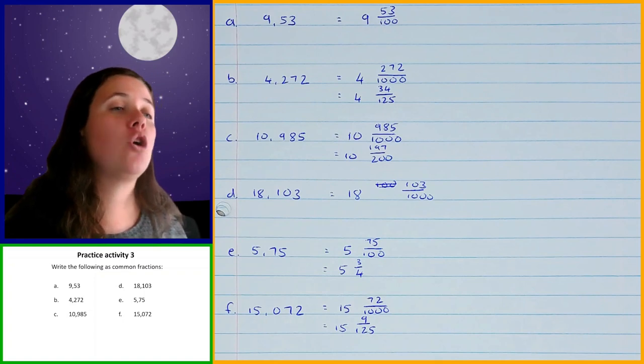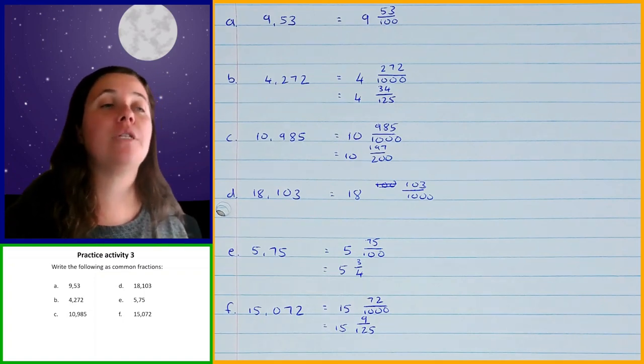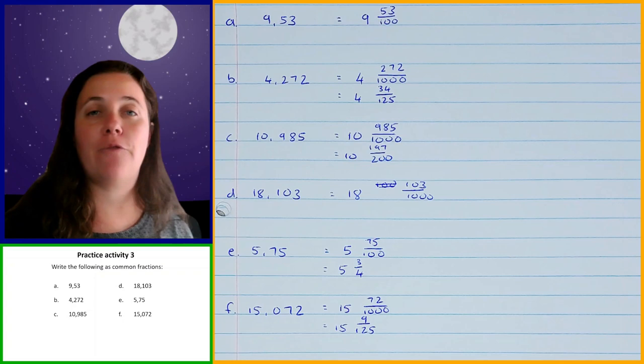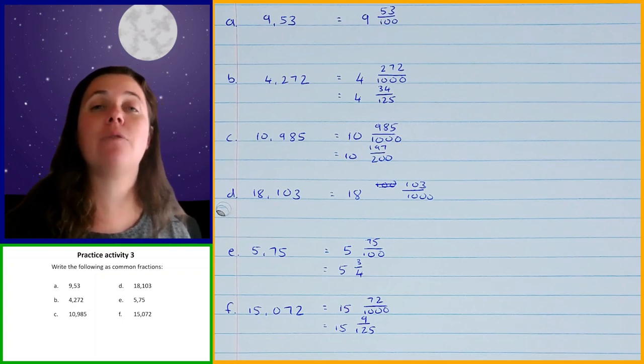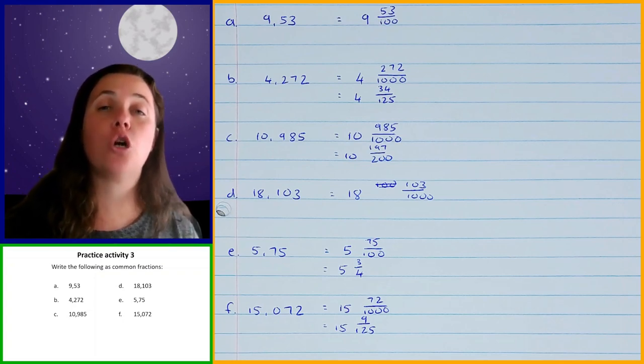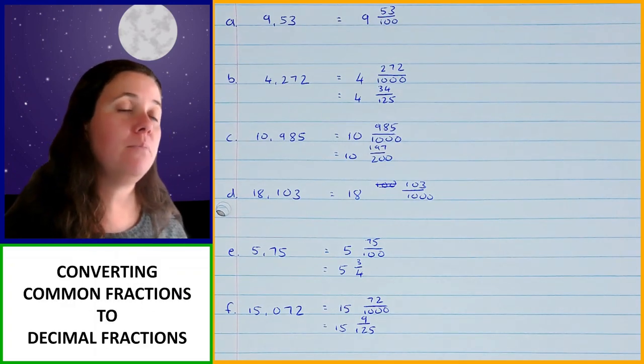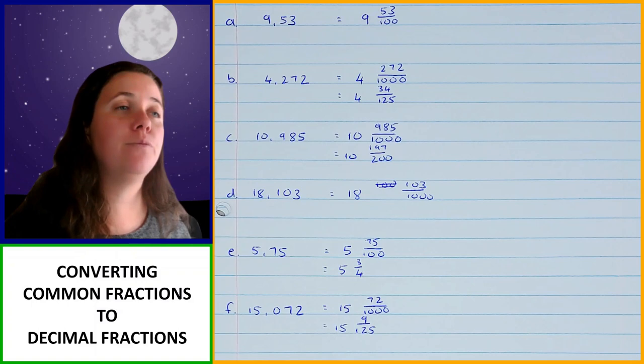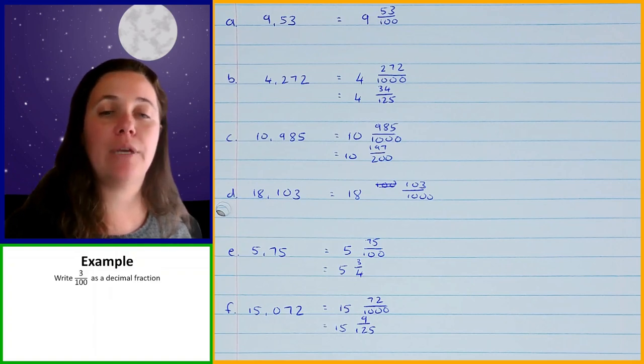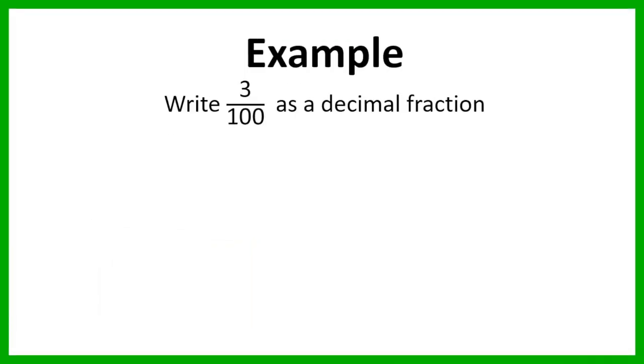Okay, now let's go on. So what we've done so far is converting decimal fractions to common fractions. Now we're going to go the other way around. We're going to convert common fractions to decimal fractions. Okay, so over here, the first example we're going to do is where we're going to be writing 3 over 100, 3 hundredths, as a decimal fraction.